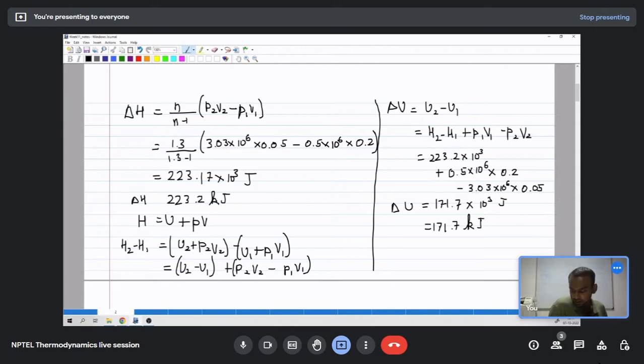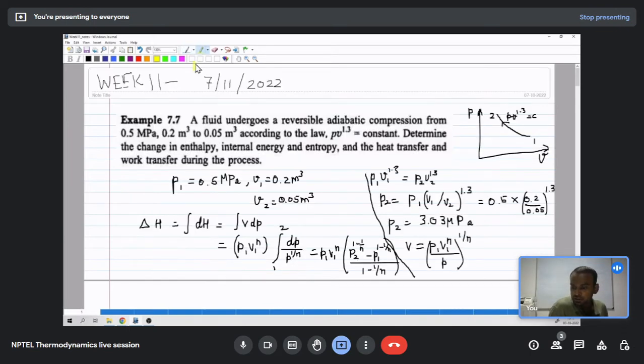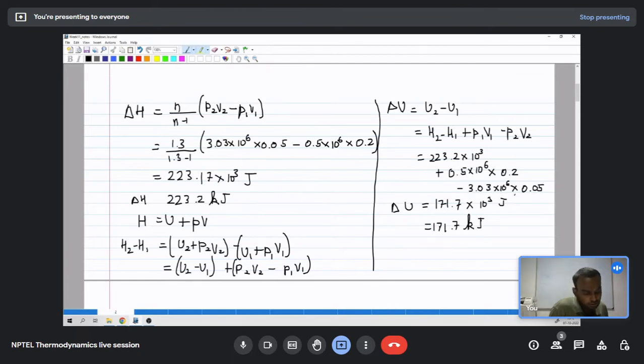It was said that it is undergoing a reversible adiabatic process. So as given in the problem, it is undergoing a reversible adiabatic process. So that means there is no heat transfer, so Q is equal to 0. We know Q is equal to T ds, so that means ds is also equal to 0.